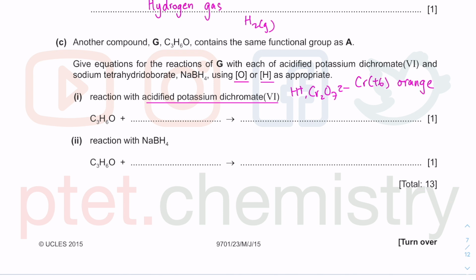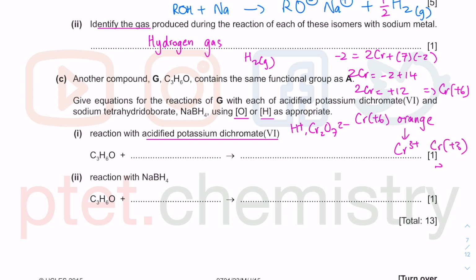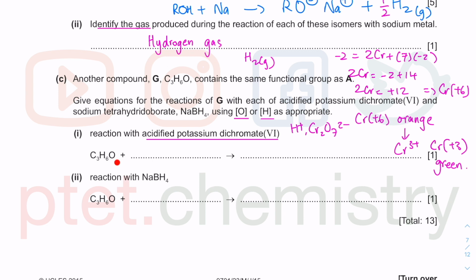You're supposed to be able to work out the oxidation number. -2 is the overall charge of the ion, equal to 2 chromium plus 7 times -2. So 2 chromium is -2 plus 14. 2 chromium is plus 12. So each chromium is plus 6. And then this orange color will go to chromium 3 plus, which is chromium plus 3, green in color. That is the positive result if it does act as an oxidizing agent, because it oxidizes the alcohol here.